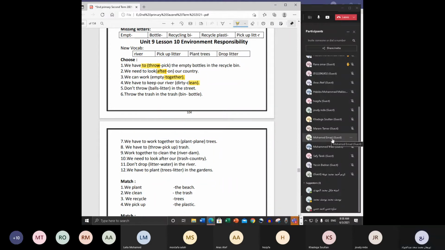Don't throw litter in the street. Litter means rubbish, to keep your environment clean. Okay?